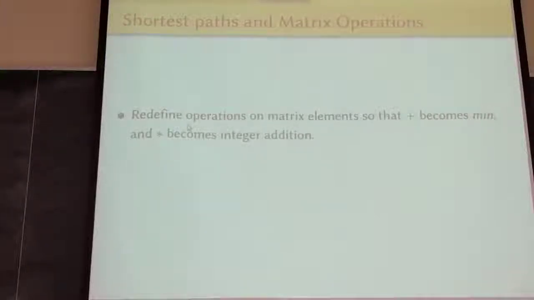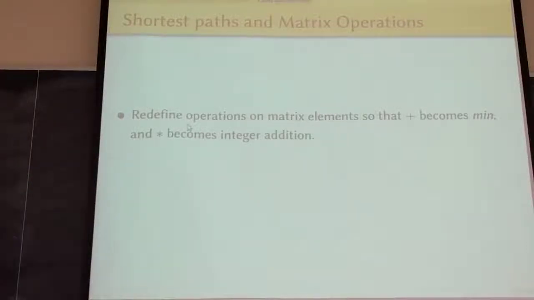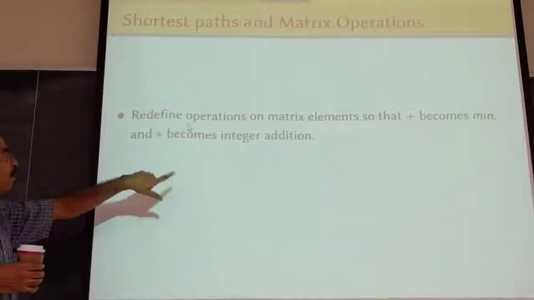So this is reachability, but if you want to talk about shortest paths, where each edge has a different length or weight, and you want to find the shortest path, meaning if the path has some number of edges, you take the weight of each edge and add it up, right? So you want the minimum weight path. Then you can use the same matrix operations, except that you redefine plus and star.